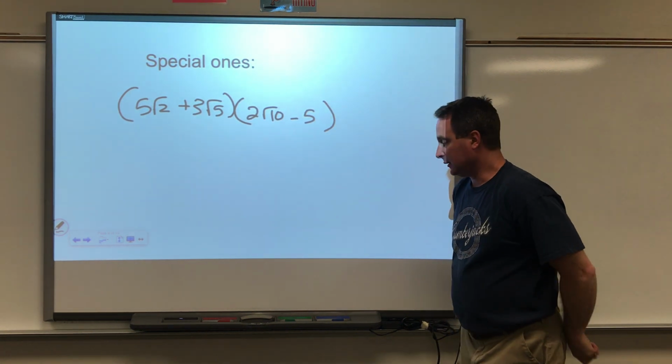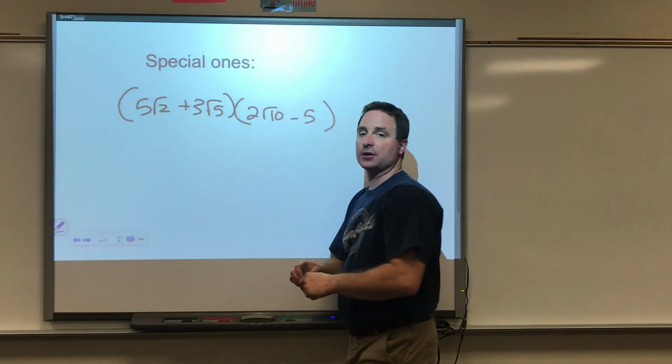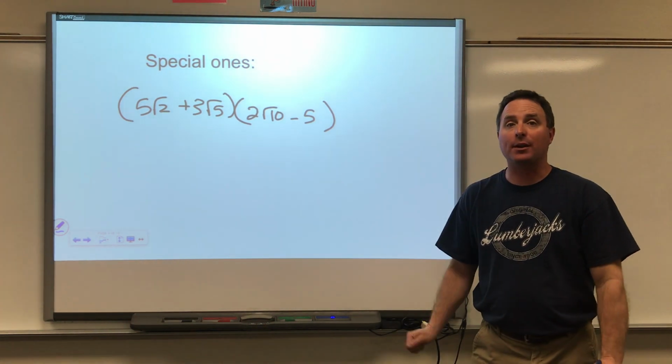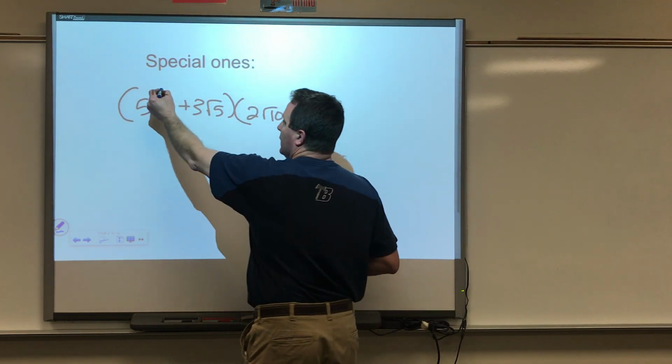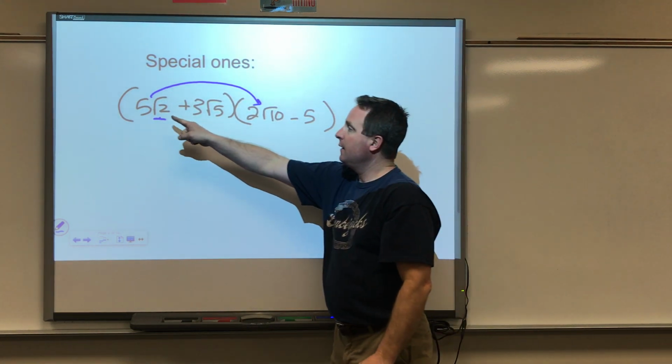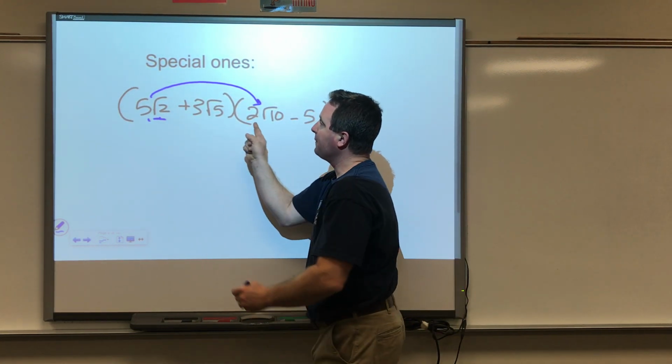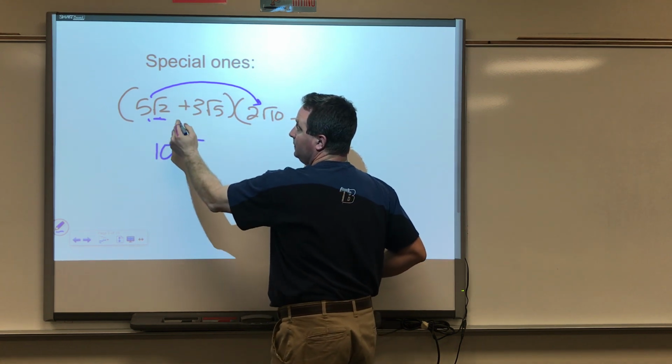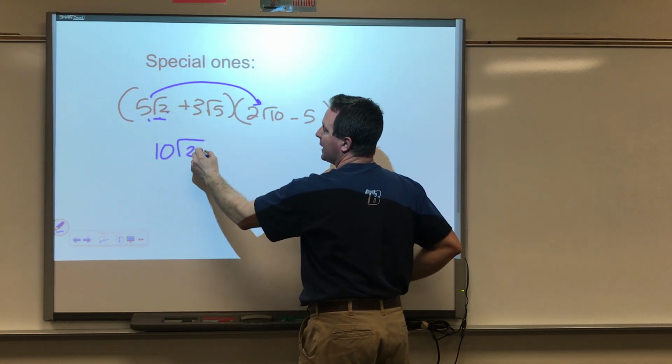Let's FOIL. And if you remember foiling, obviously there's going to be quite a bit of work to show on these FOIL ones. Okay, we're going to do the same thing. If I multiply my first terms together, big numbers with big numbers, 5 times 2 is 10. The radical part with the radical part, I get a square root of 20.